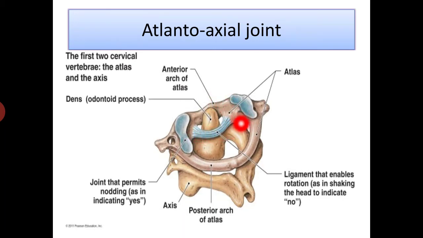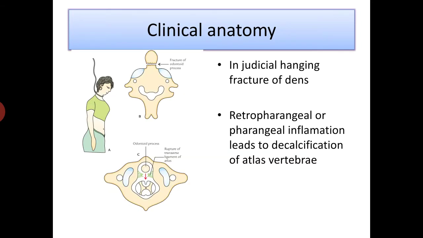And this lateral part, which articulates with the inferior condyle of the atlas and the axis, will form the lateral atlanto-axial joint. Okay, and so many ligaments are giving support to the atlanto-axial joint, and rotation movement is possible at the atlanto-axial joint. So no nodding movement is possible at the atlanto-axial joint, while yes movement will be present at the atlanto-occipital joint. Okay, so that is clear about the joint.